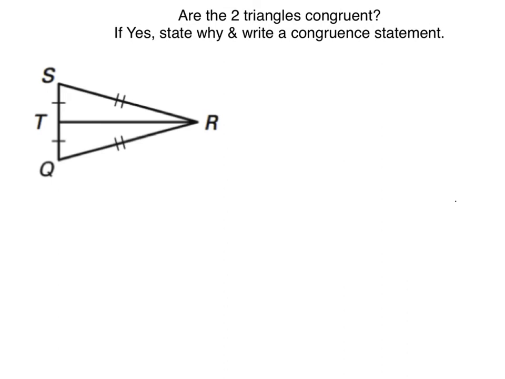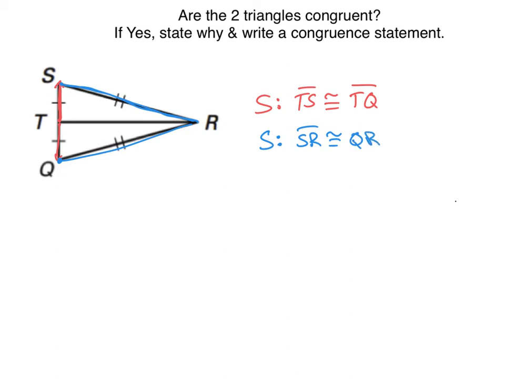Are these two triangles congruent? Well, right away, I start off with a single marked segment. So I have a side, TS is congruent to, and I went from the inner triangle outward on the other side to make sure I have my congruence correct, TQ. I then have segment SR, so I have another side congruent. SR is congruent to, from the red I go up, QR.